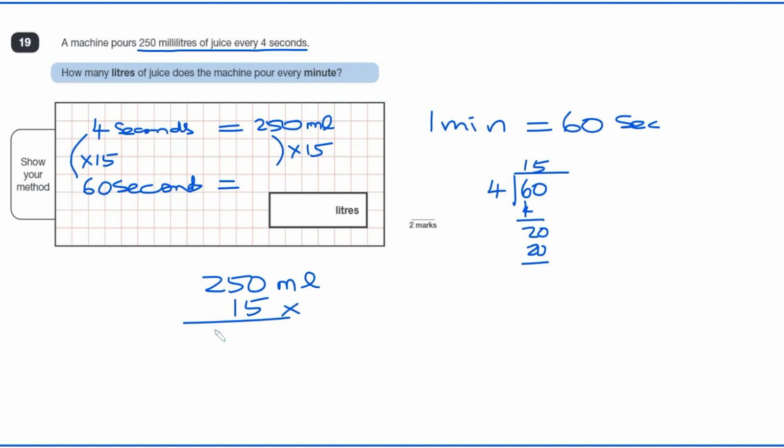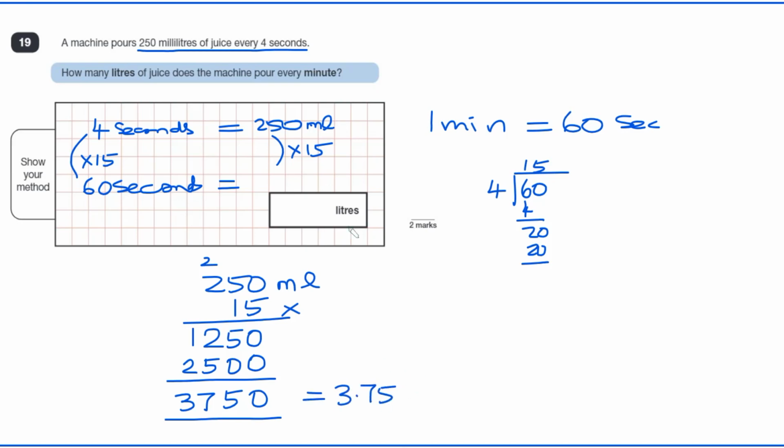So you can do the answer as a column multiplication. 5 times 0 is 0. 5 times 5 is 25. 2 remaining. 5 times 2, 10 plus 2 is 12. And place a 0. 1 times 0 is 0. 1 times 5 is 5. 1 times 2 is 2. The answer is 3750, and that is equivalent to 3.75 liters. So this is 3750 milliliters. Now convert 3750 divide by 1000, and that gives 3.75 liters.